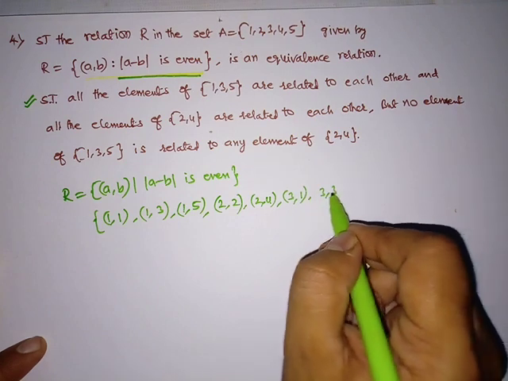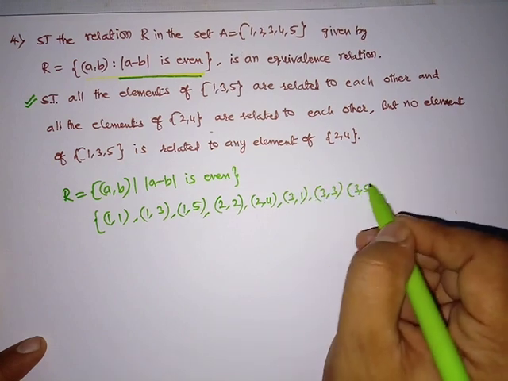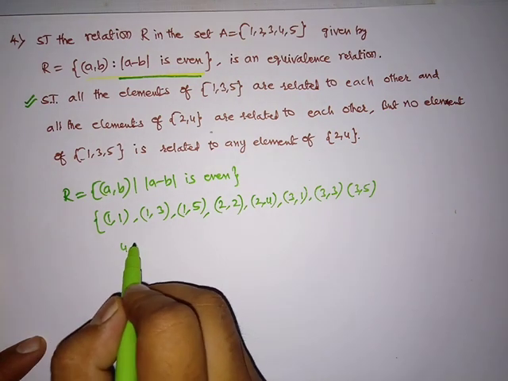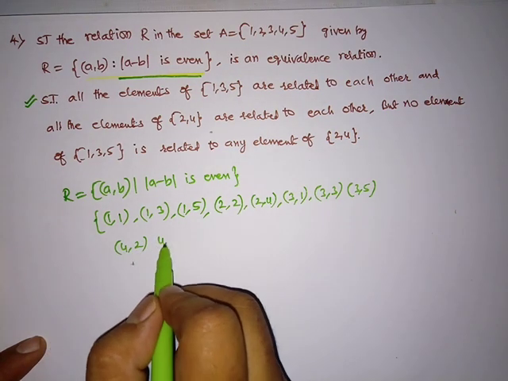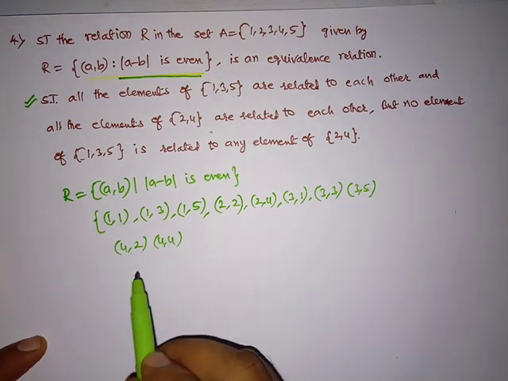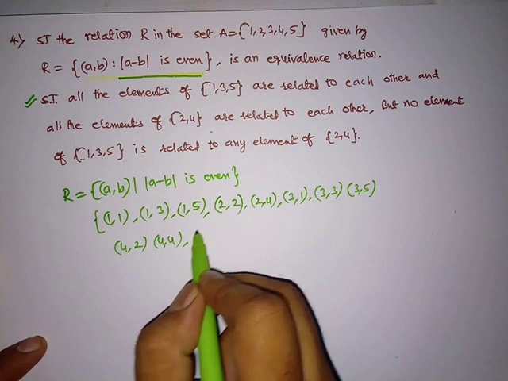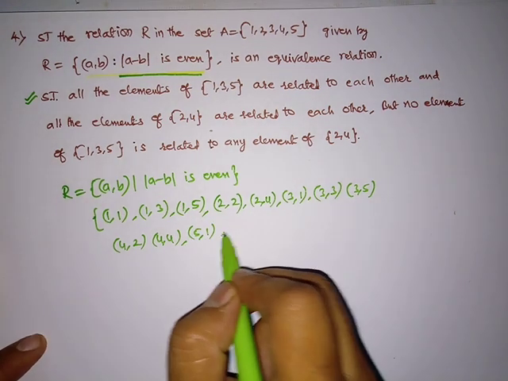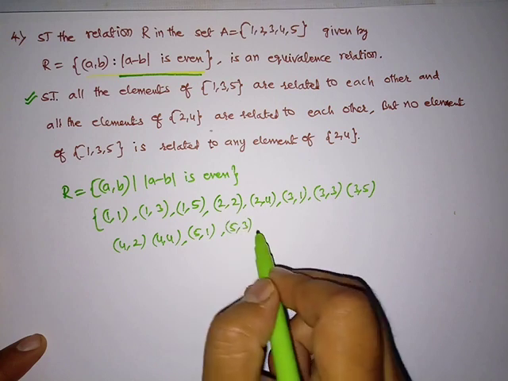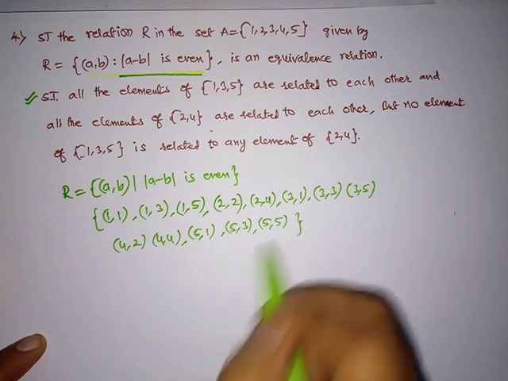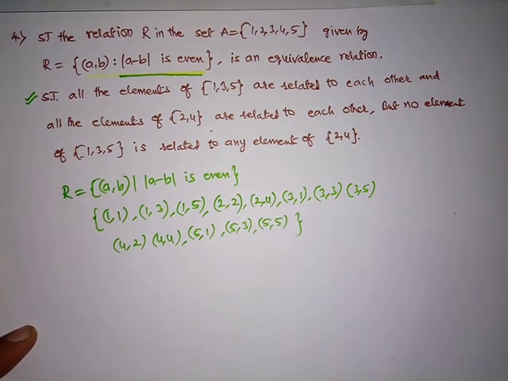Next 3 comma 3, next 3 comma 5. Coming to the next, 4 comma 2, 4 comma 4. 4 minus 2 is 2, which is even, and 4 minus 4 is 0, which is also even. Next, 5 minus 1 is even, 5 minus 3 is even, 5 minus 5 is also even. Now we'll see whether it is an equivalence relation or not.